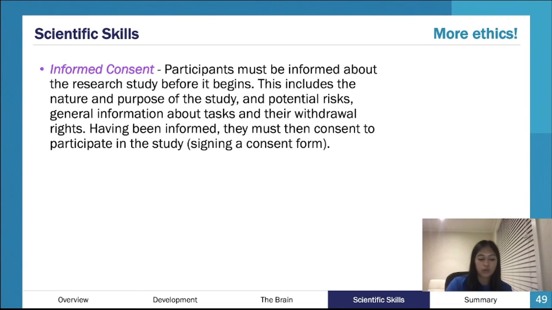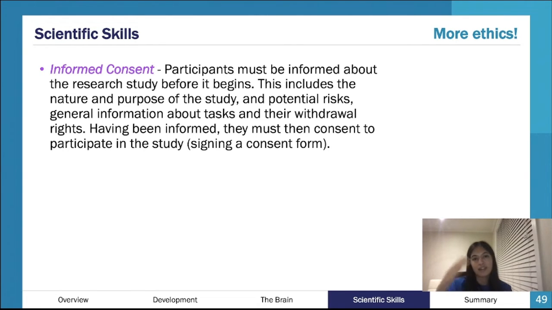Informed consent, so they have understood everything that's going on in the experiment, they've understood the risks, they know the purpose of it, and they provide their written consent. If you are under the age of 18, or if you have a mental health disorder, for example, you will get a parent or a guardian to sign this consent form.